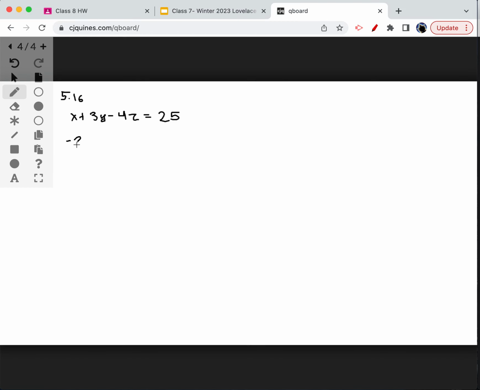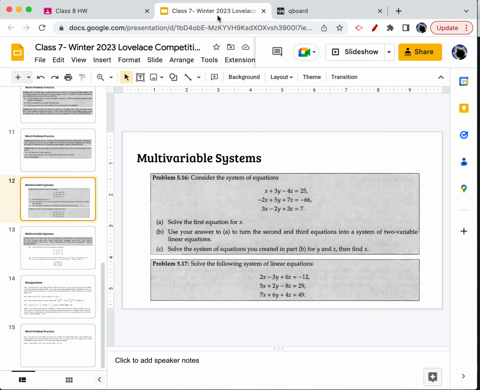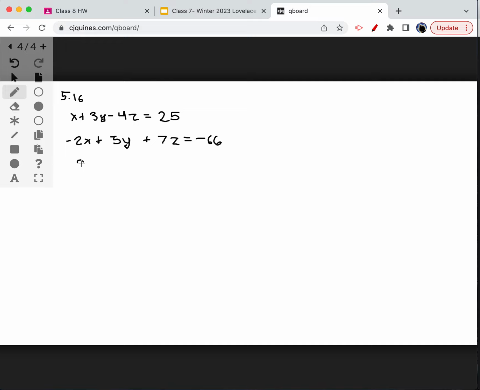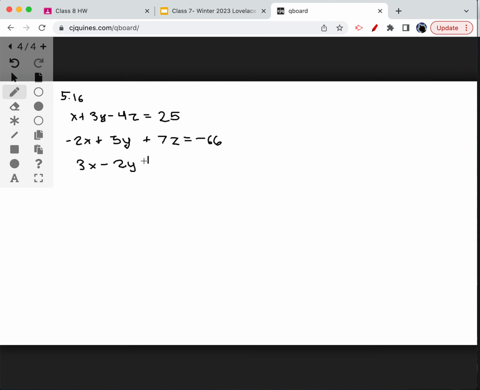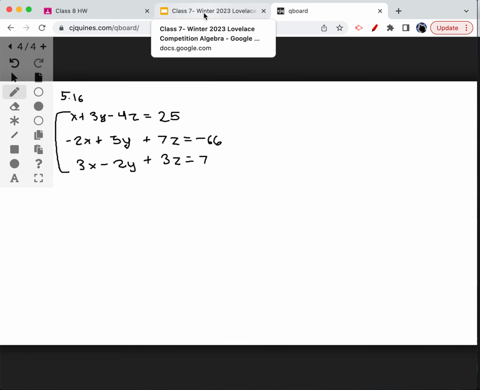Minus 2x plus 5y plus 7z is equal to minus 66, and 3x minus 2y plus 3z is equal to 7. So this would be an example of a 3-variable system of equations.